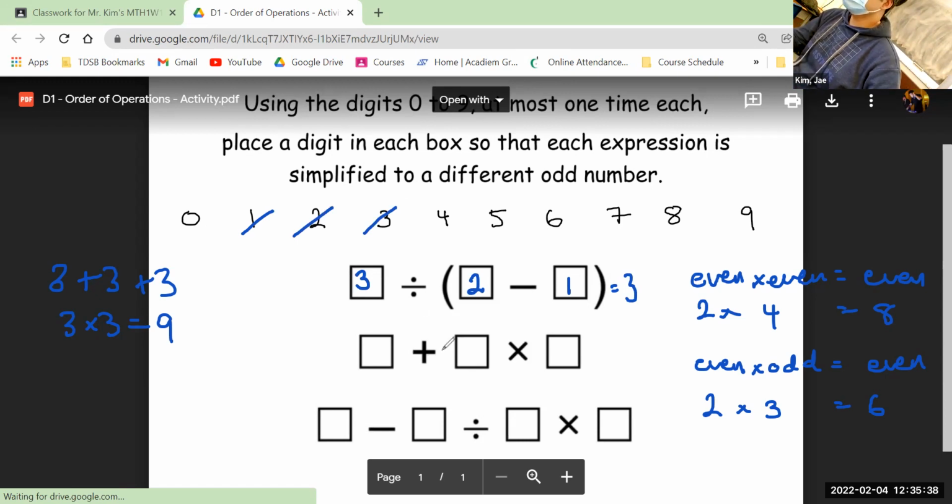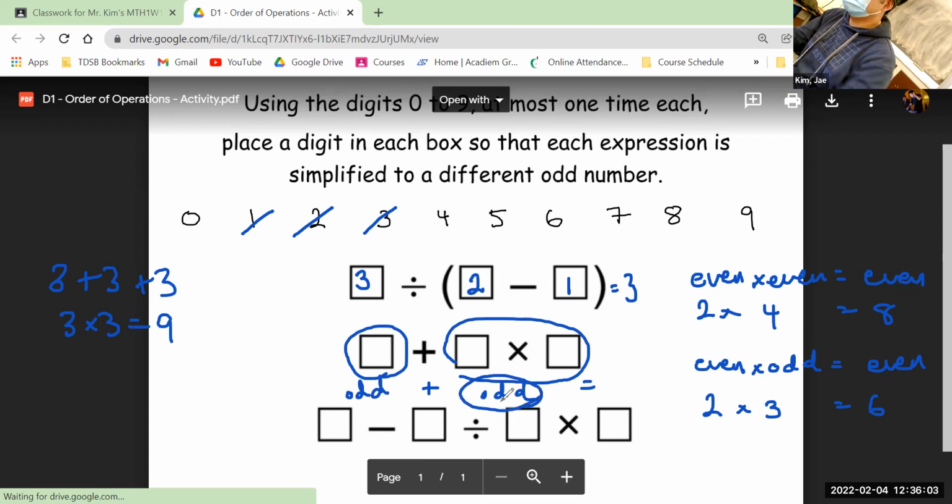Next. Ooh, I have a multiplication. And then I have an addition. If this was an odd number, and this was an odd number, would I get an odd number? No. So I need either this to be even, or I need that to be even. You see the puzzle in all this? So it's up to you. There's more than one answer.